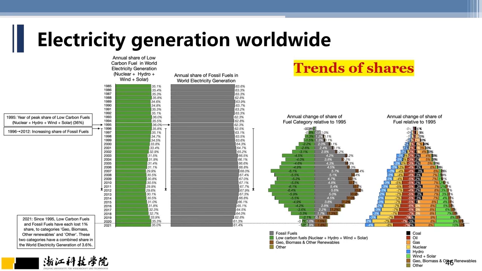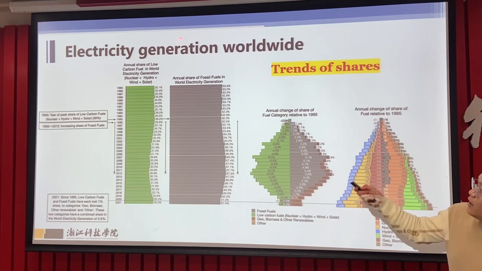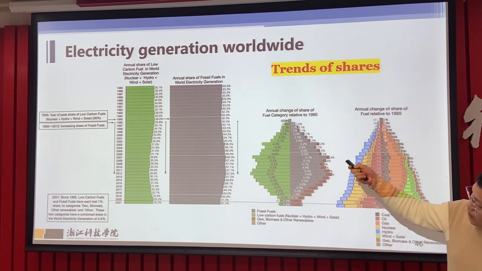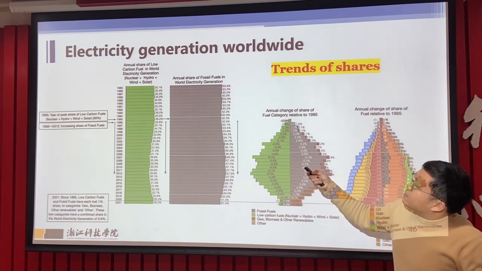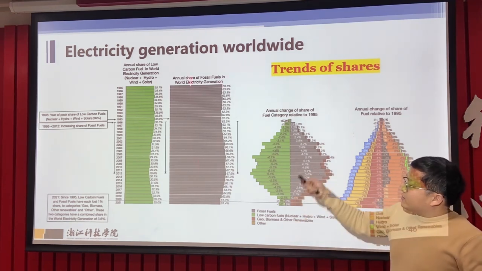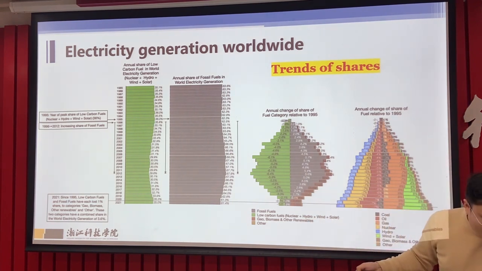We can see here the highest share of low carbon fuels occurs in 1995. The highest share is 36% in 1995. The annual share of fossil fuels in world electricity generation has become quite steady in the past 30 or 40 years, from 63 to 61. It's quite steady.